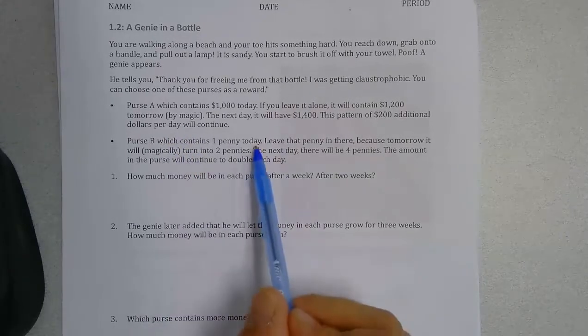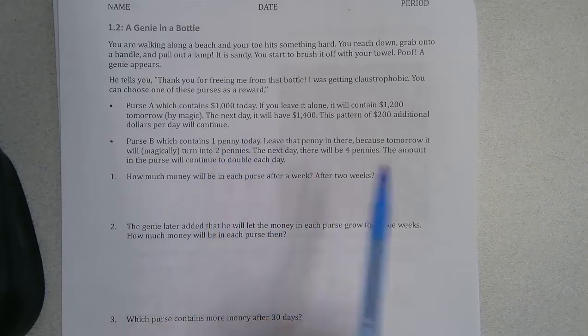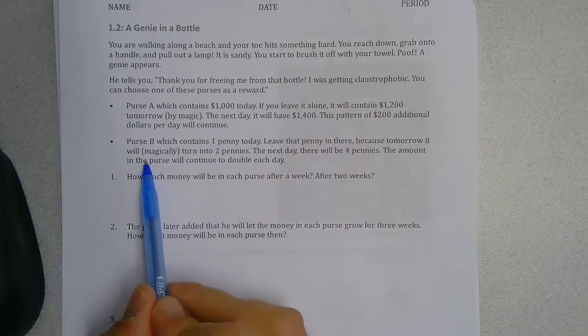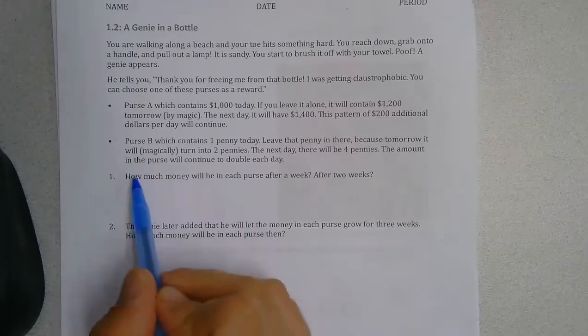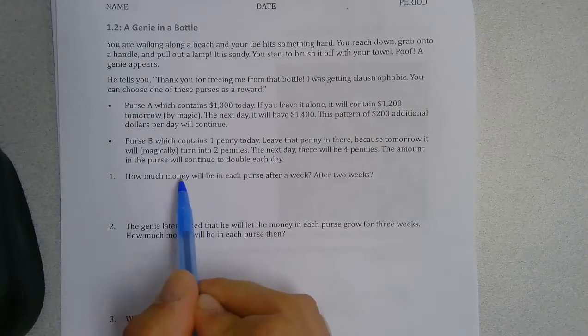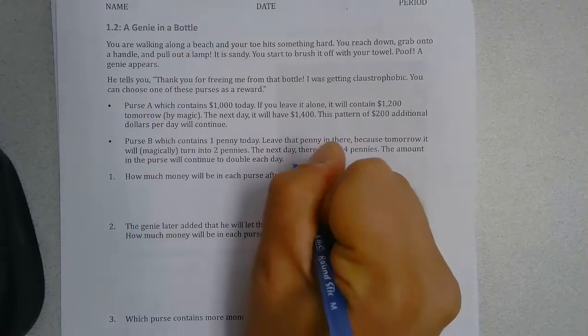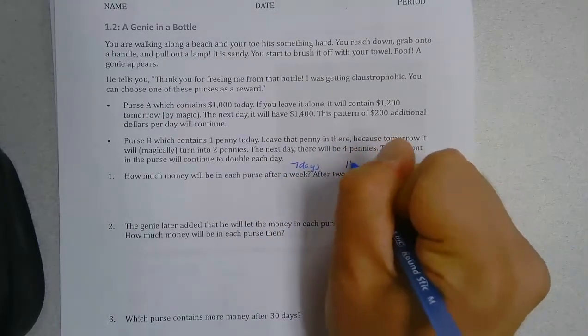Purse B will have 1 penny today. Then tomorrow, it's going to have 2 pennies. And then the next day, it's going to be 4 pennies. And it's going to double each day. So how much money will be in each purse after a week? So remember, a week is 7 days, and 2 weeks is going to be 14 days.